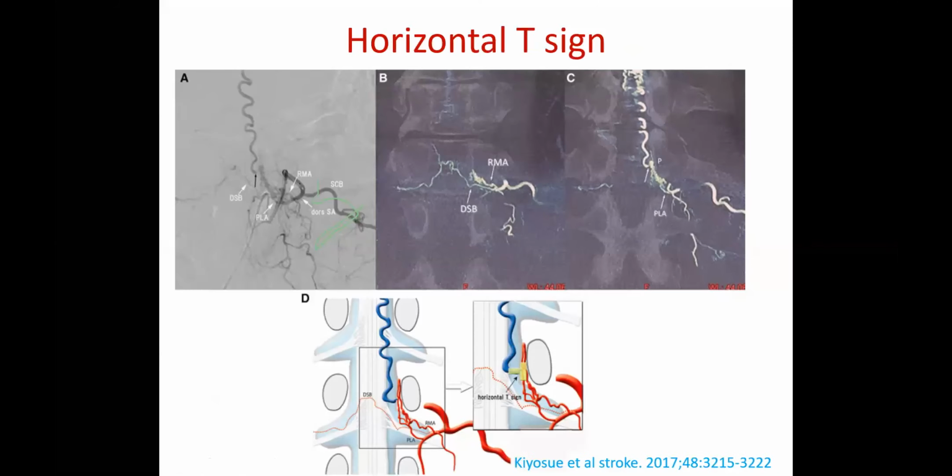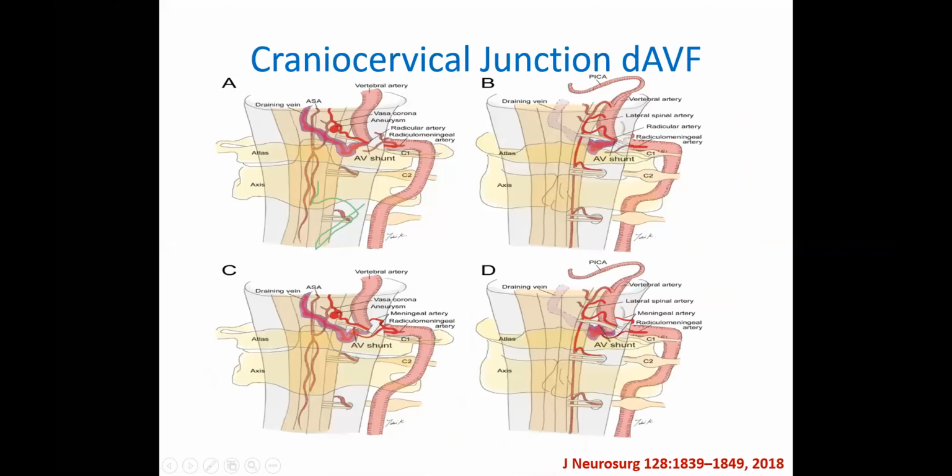Sometimes in angiography, we also see an important sign, the horizontal T sign, which shows the longitudinal relationship between the feeding artery and the draining vein here. Besides this, we can also see dural AVF in the craniocervical junction, which is very rare, about 1-2%. They also manifest with subarachnoid hemorrhage in the spine and intramedullary bleed.